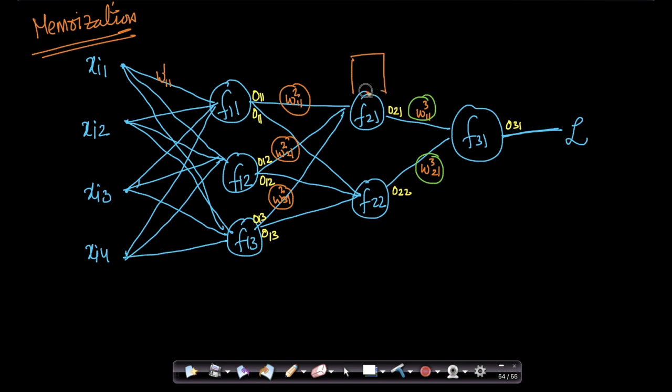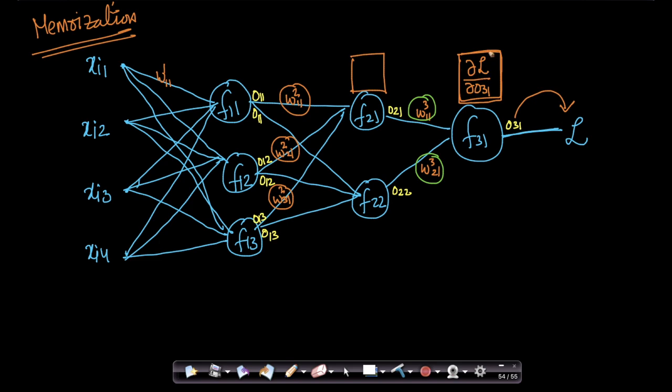What we can do is as follows. At this node, I can store something like this. My O21 impacts my O31, and my O31 impacts my L. So at this node, I can compute the derivative of L with respect to O31 and store it here. Whenever I put anything in a box, what I mean is I compute this derivative, this function, and I store it here.